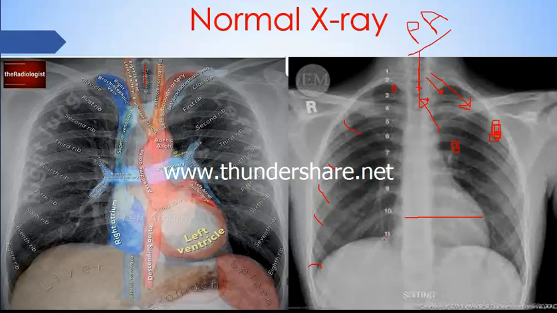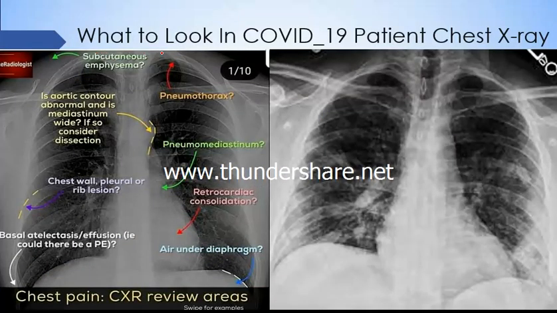So you should look for these things in this colored X-ray. It is easy to see these things. The clavicle, the ribs, you can see all the ribs, and also you can see the heart, the ventricle, and the big vessels in this X-ray. Then come to the next slide, what to look for in a COVID-19 patient's chest X-ray.